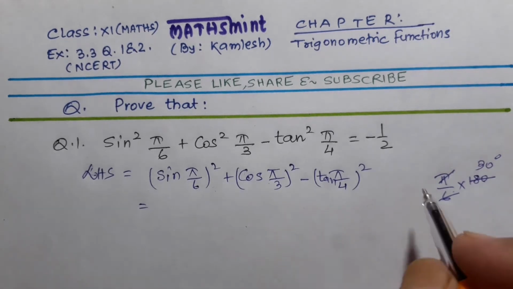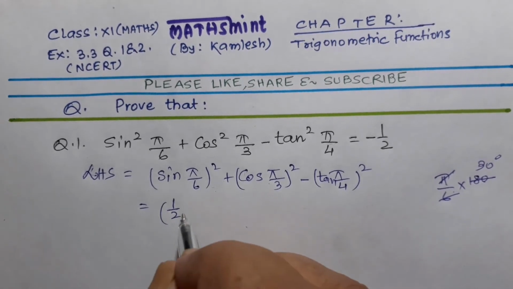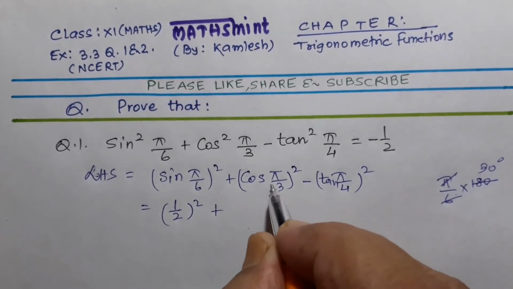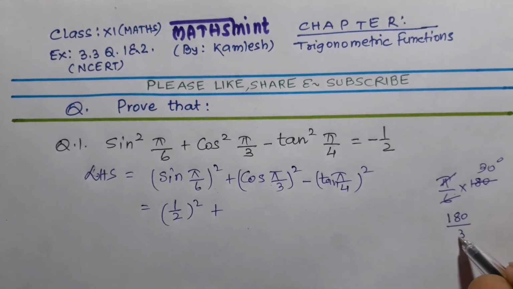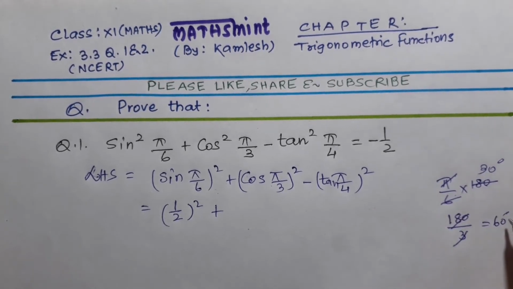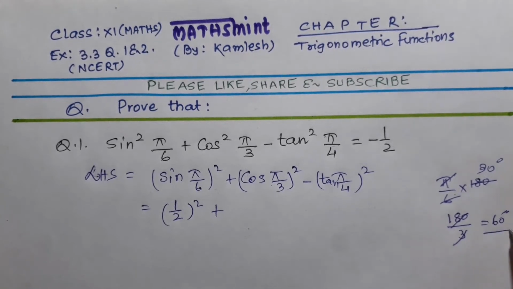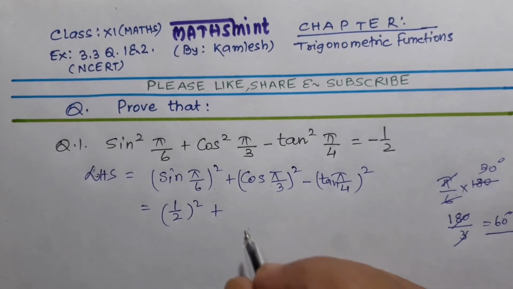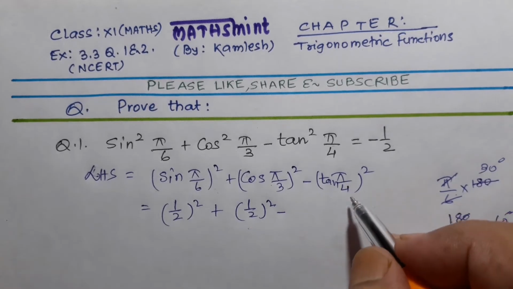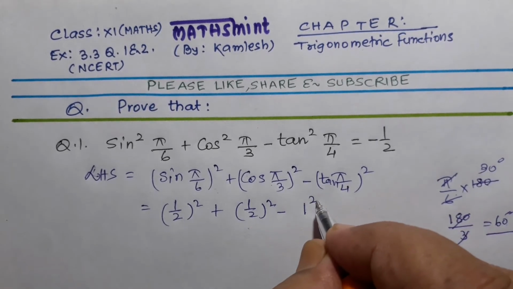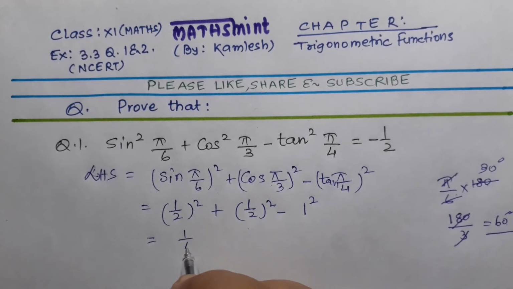So at this place we can write 1 by 2 square plus cos pi by 3, so pi is equal to 180 by 3 will be 60 degree, right? So pi by 3 means 60 degree. It also comes in the table which we have already read in class 10. So cos 60 degree is equal to 1 by 2 also, 1 by 2 square minus tan pi by 4 is equal to 1. So it is 1 square. It will be 1 by 4. 1 square is equal to 1, 2 square is equal to 4.